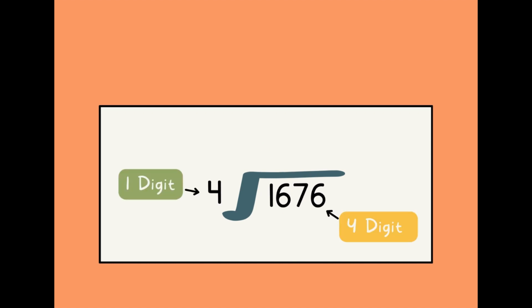Here's another one. You can pause the video here if you want to try it by yourself, and then play it again to find out the answer. Okay, let's go through it. Here we have 1676 as our 4-digit number and 4 as our 1-digit number.